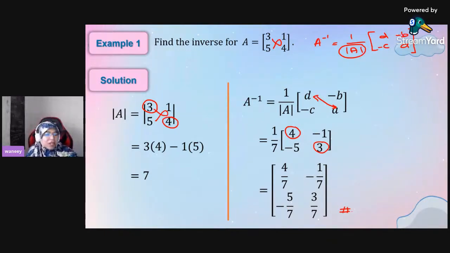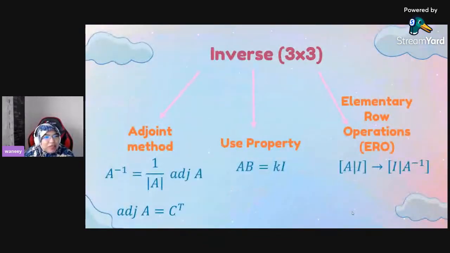So quite easy, right? For a 2 by 2. Okay, so 2 by 2 dia memang simple sikit lah. Dia tak complicated sangat for a 2 by 2. Okay, done. Let us proceed to the inverse of the 3 by 3.